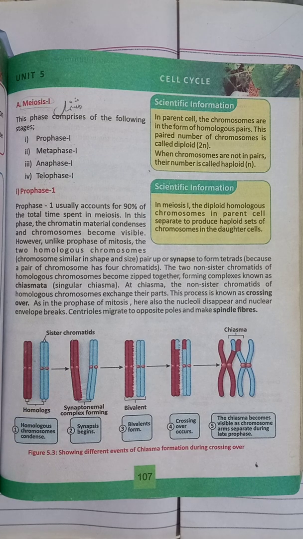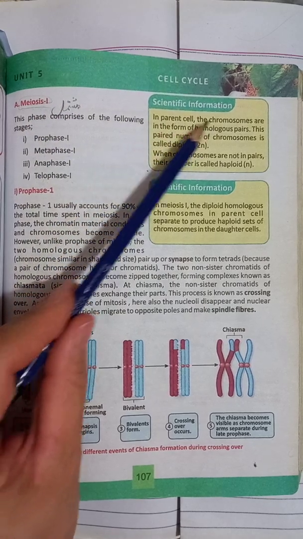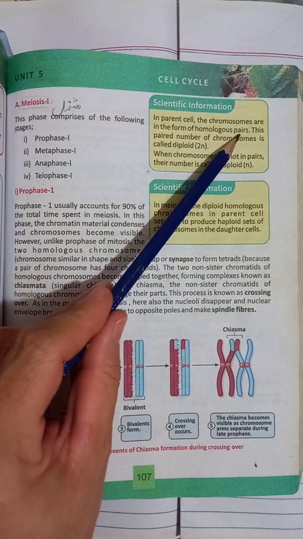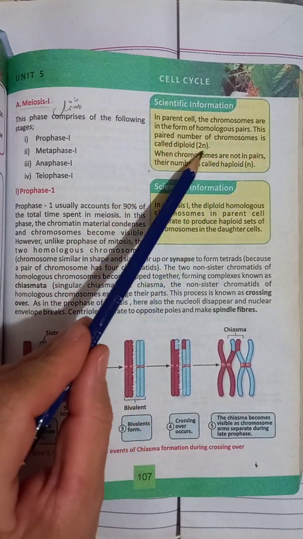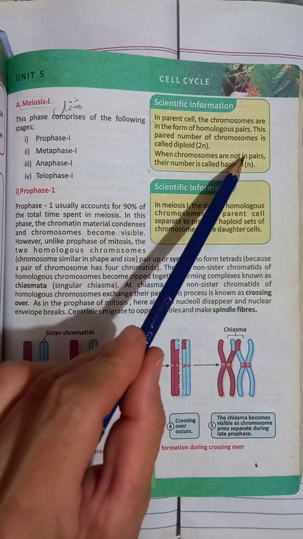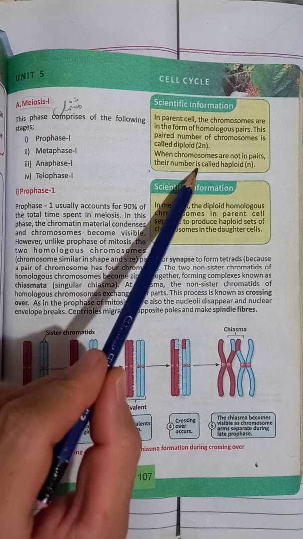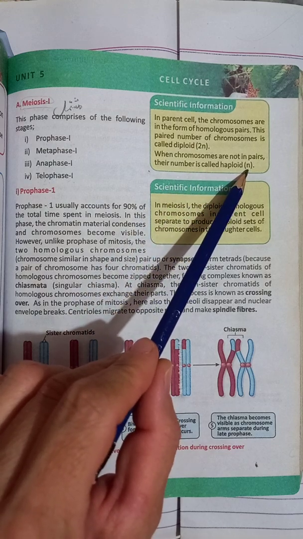Before going to the stages of meiosis 1, first come towards scientific information. In the parent cell, the chromosomes are in the form of homologous pairs. This paired number of chromosomes is called diploid or 2n or double number of chromosomes. When chromosomes are not in pairs, their number is called haploid or n, a half number of chromosomes.